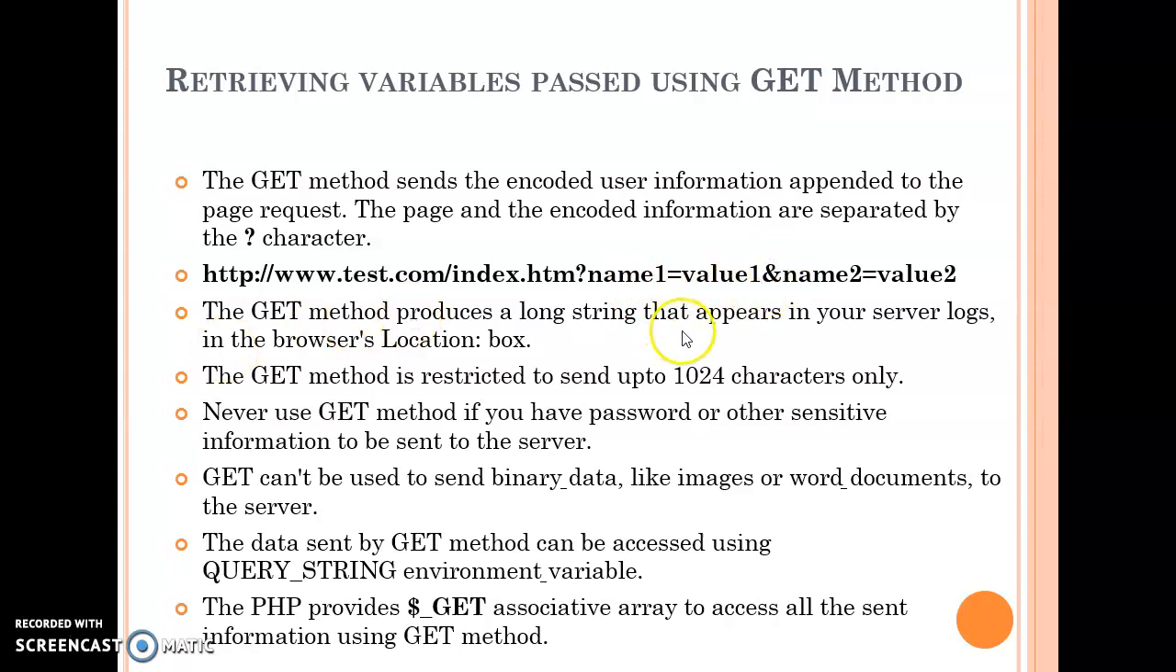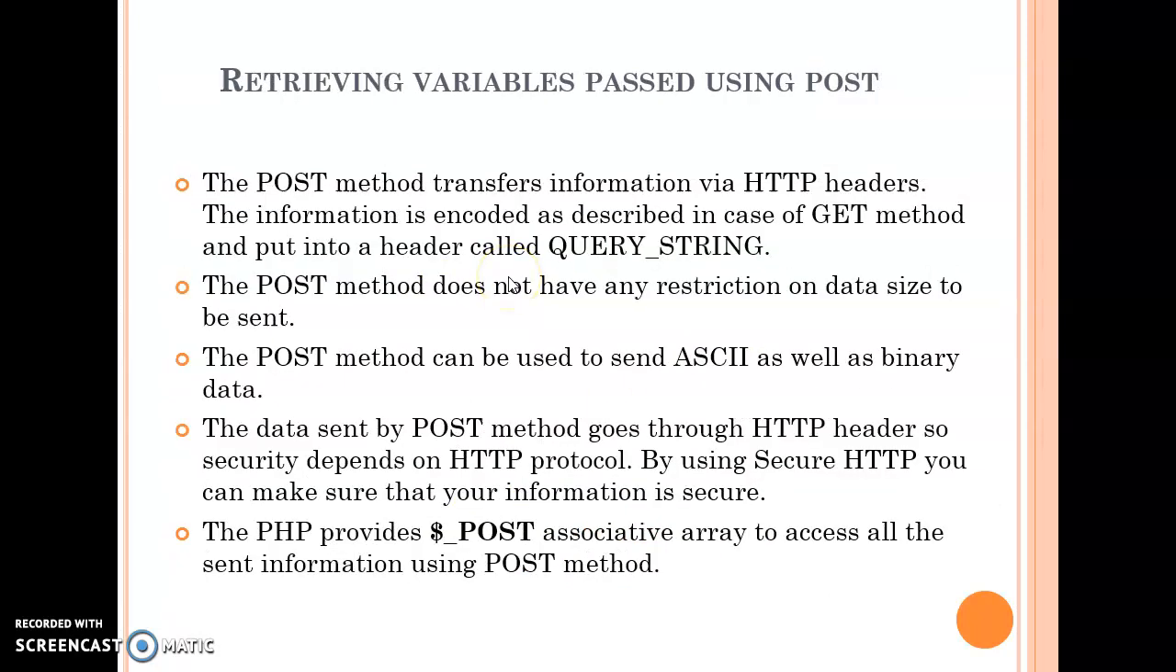The GET method produces a long string that appears in your server logs and in the browser. The GET method is restricted to sending only up to 1024 characters. Never use the GET method if you have a password or other sensitive information to send to the server. The GET method cannot be used to send binary data like images and documents. By using the super global $_GET, an associative array representation, we can retrieve the variables.